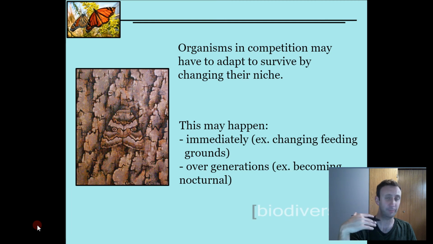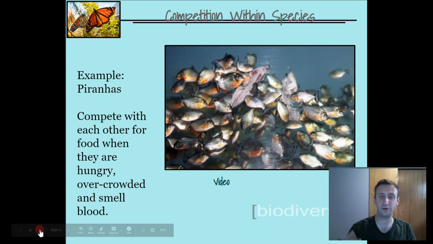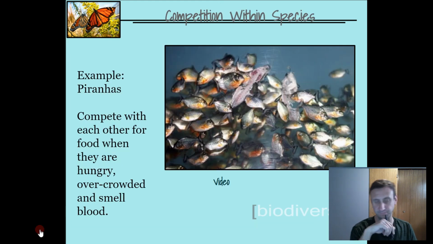This may happen immediately, right? So like changing feeding grounds, for example, so you don't have to share feeding grounds with another animal or another species, or it can happen over generations. So for example, like for owls becoming nocturnal. So now they no longer have to have that same niche as, let's say, hawks, right? But instead they're hunting at a different time, and they're hunting different animals that are also nocturnal and out at night. So by changing the niche, as a result, they actually no longer have the same amount of competition.